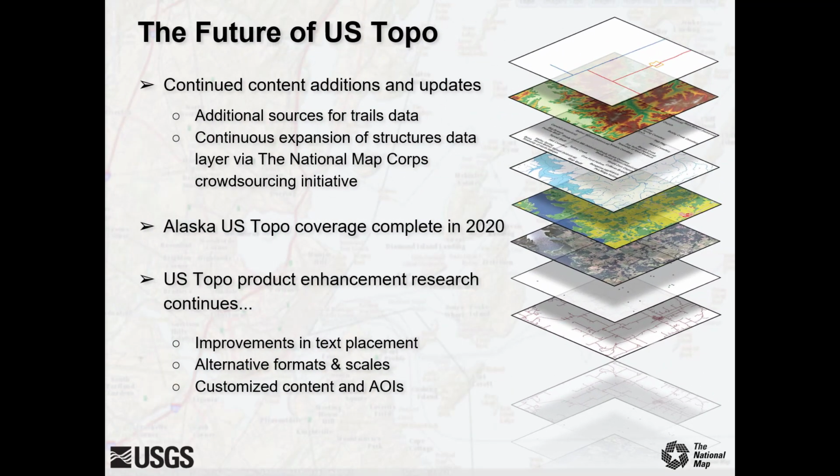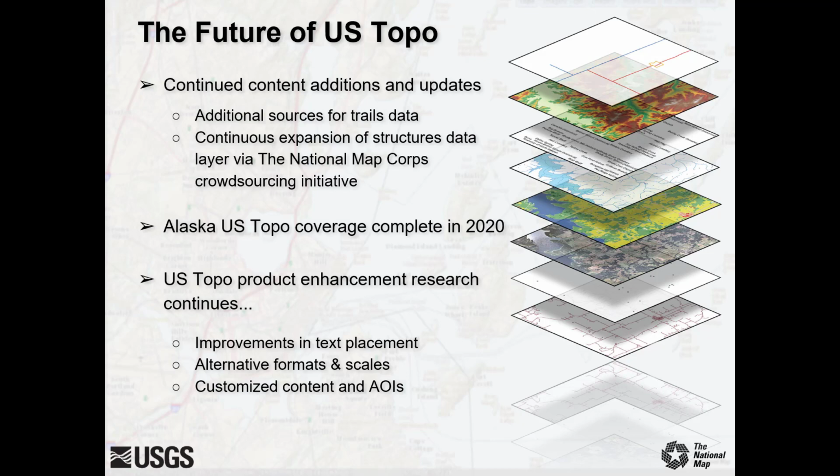Content additions and updates to the US Topo will persist for the foreseeable future. For example, trails, which first appeared in the US Topo maps in 2014, will continue to expand as additional data sources become available. Structures will also receive continuous expansions as data is added via the National Map Corps crowdsourcing initiative.